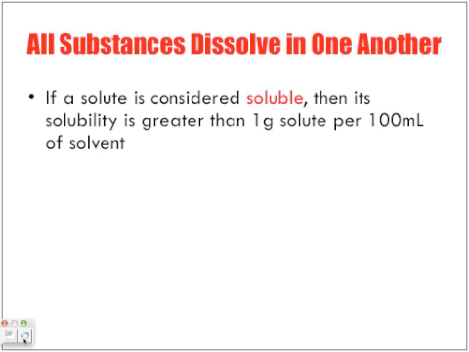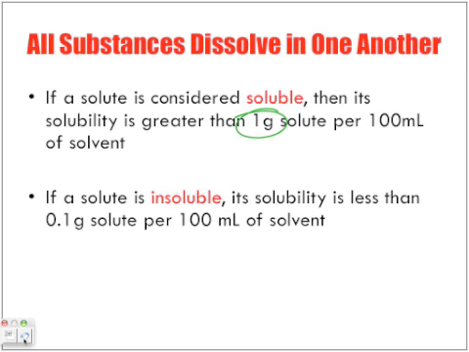All substances dissolve in one another. If a solute is considered soluble, then its solubility is greater than 1 gram of solute per 100 milliliters of solvent. So if I'm able to dissolve a minimum of about 1 gram per 100 milliliters or more, then I know that my solute is soluble in the solvent. If something is considered insoluble, its solubility is less than 0.1 grams of solute per 100 milliliters of solvent.